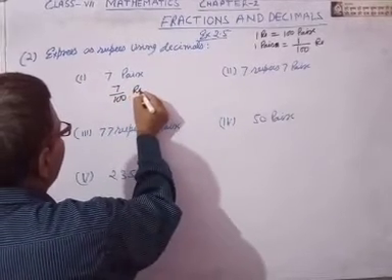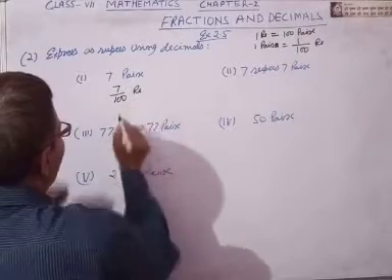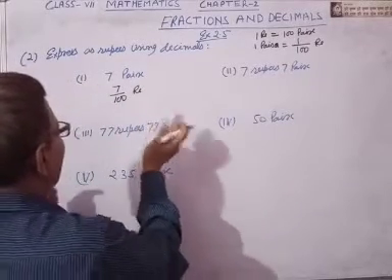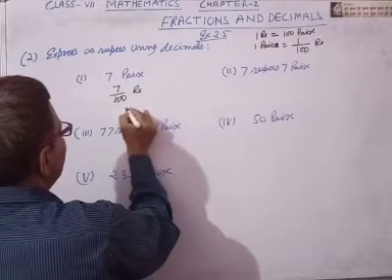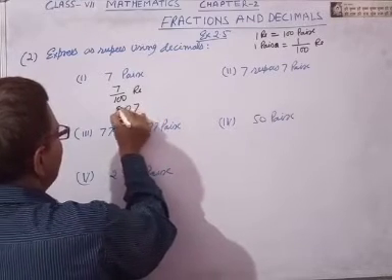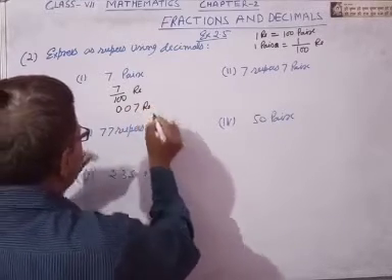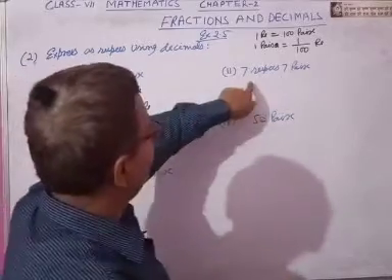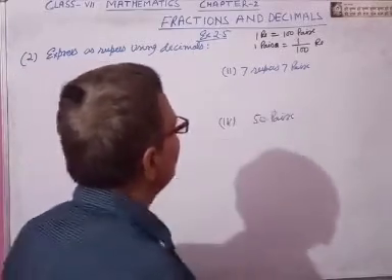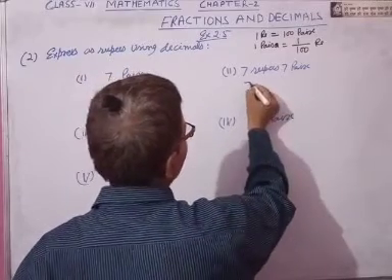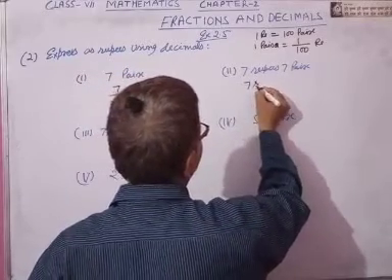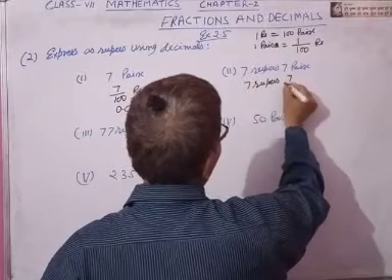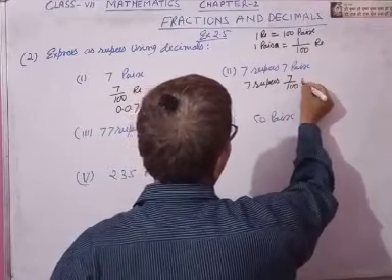rupee. When we divide any number by 100, we shift the decimal 2 places from right to left. That is 0.07 rupee. Now here, 7 rupees 7 paise. 7 rupees is already there. 7 paise we will divide by 100.